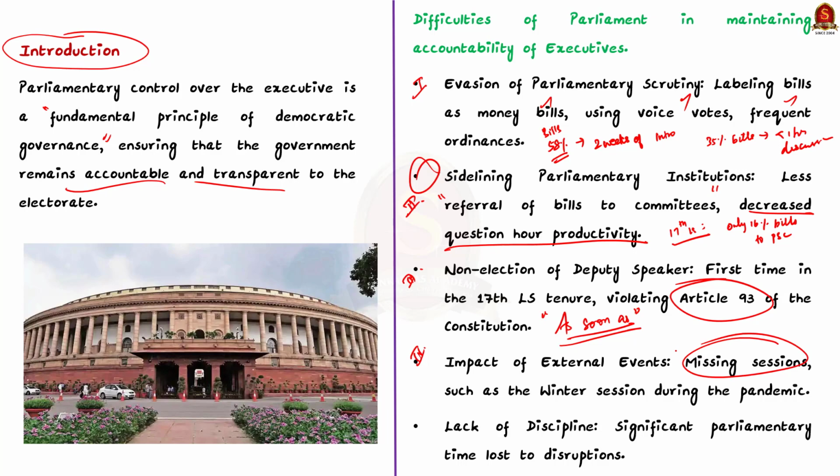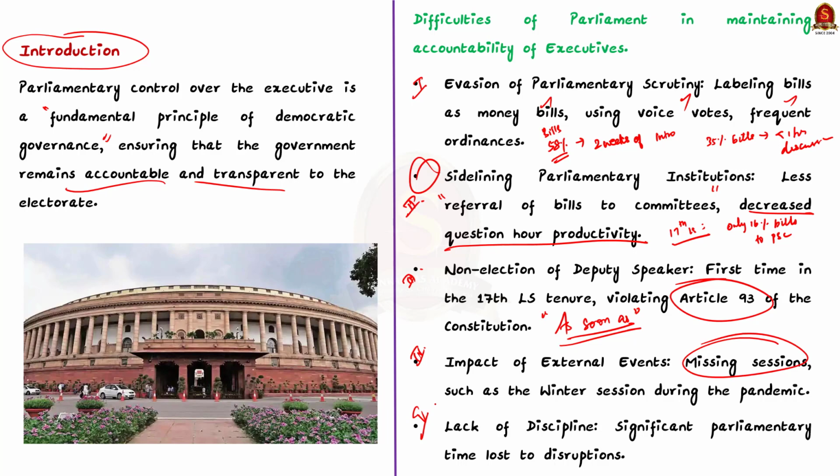Fourthly, the impact of external events, like missing an entire session during the pandemic, diminished Parliament's oversight role. And finally, lack of discipline. See, frequent disruptions cause significant loss of parliamentary time, affecting functioning and productivity. See, the 16th Lok Sabha lost 16% of its scheduled time to disruptions, and spent 40% less time than the average number of hours spent by the previous Lok Sabhas that completed their 5-year terms.